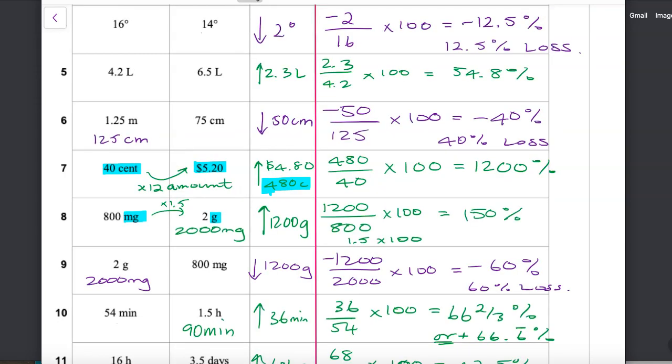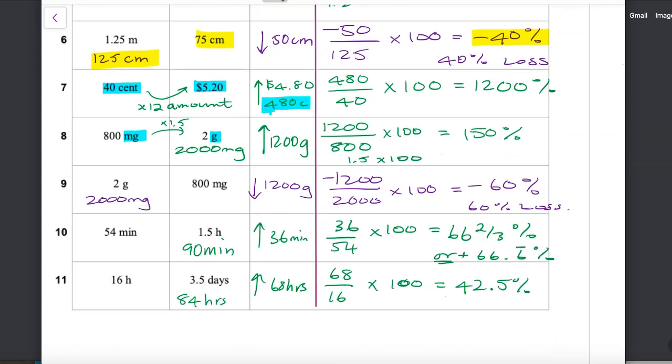So checking our solutions for question 5, we should see that we have an increase, so we have a percentage change of 54.8%, which is positive. In question 6, we can change our units to both be centimetres. We have a loss, so we've lost 40%, negative 40%. In question number 9, we have a loss of 1,200 out of our original 2,000 milligrams, keeping our units the same. We have a loss of 60%.